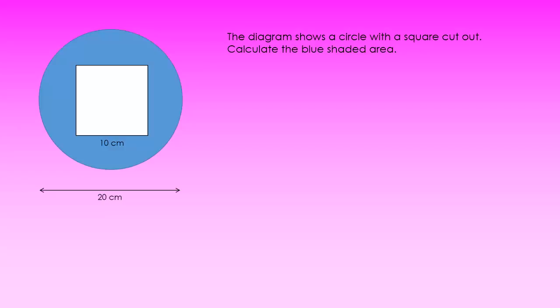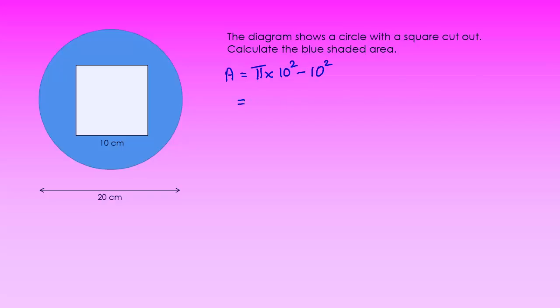The diagram shows a circle with a square cut out. Calculate the blue shaded area. We can see the diameter of the circle is 20. That means that the radius will be 10. So the blue shaded area is going to be the area of the circle, take away the area of the square. So that's going to be pi times 10 squared, pi times the radius squared for the circle, take away 10 squared, which is the area of the square.